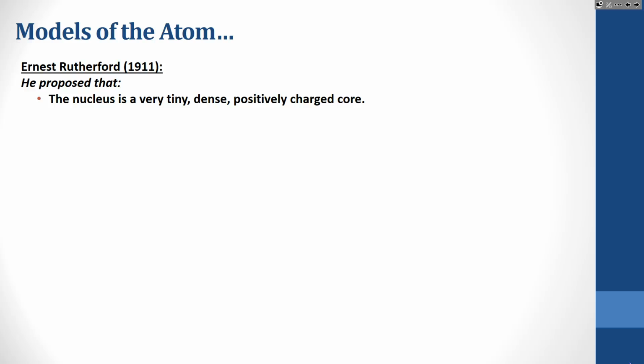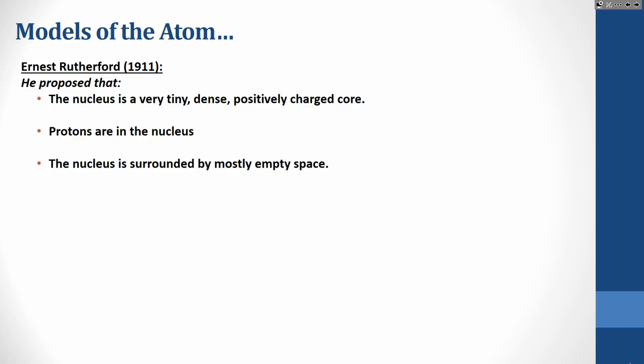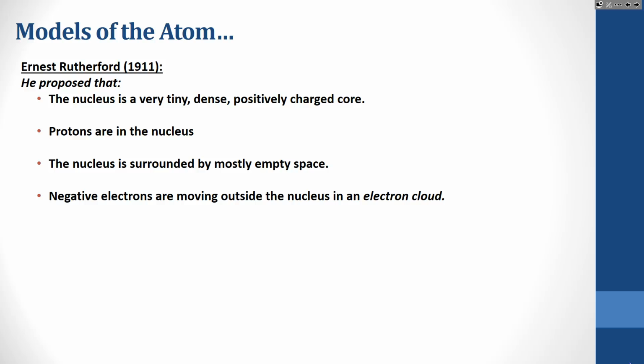And he deduced that from his experiment, that it was actually repelling the little positive particles he was shooting at it. He imagined then if the protons are positive, that's where they must be. They must be in that nucleus. And the nucleus is surrounded by mostly empty space. The negative electrons, we still know there's electrons, so they have to be somewhere. So we imagine that they're kind of like buzzing around the nucleus.